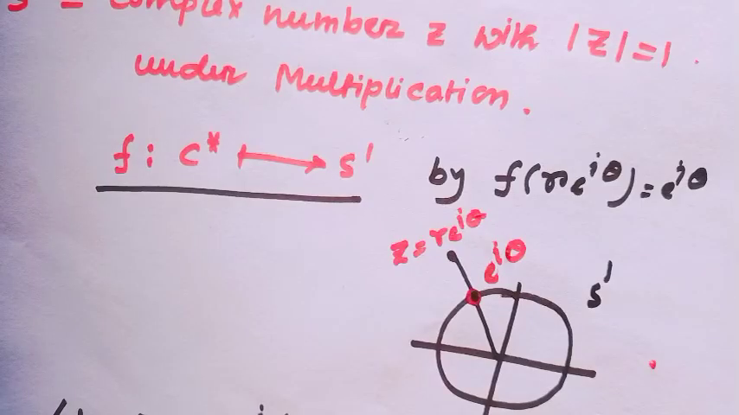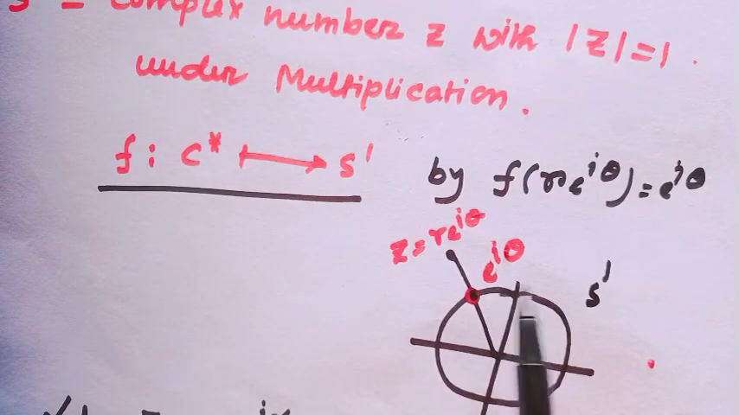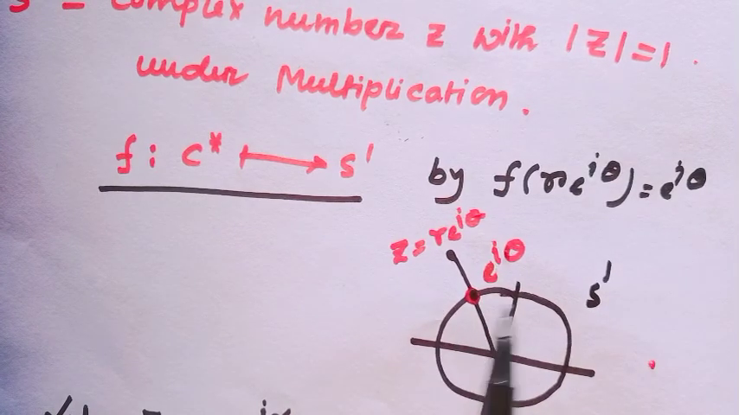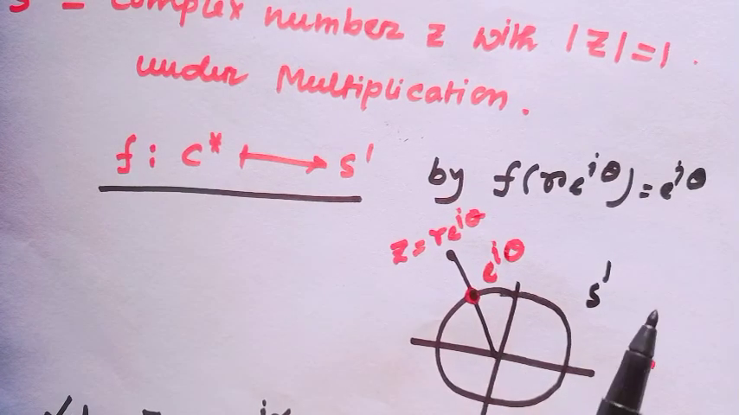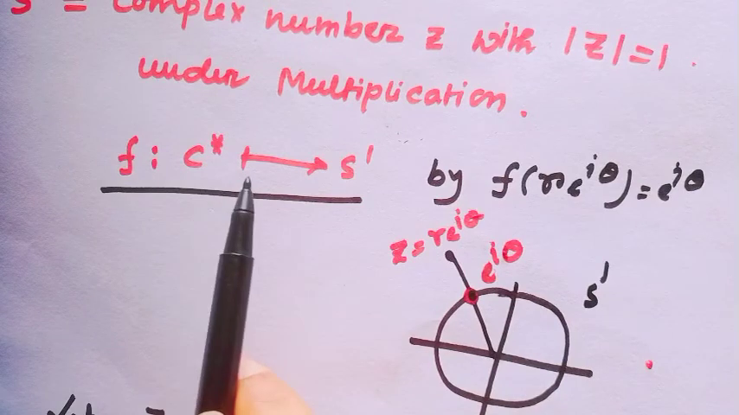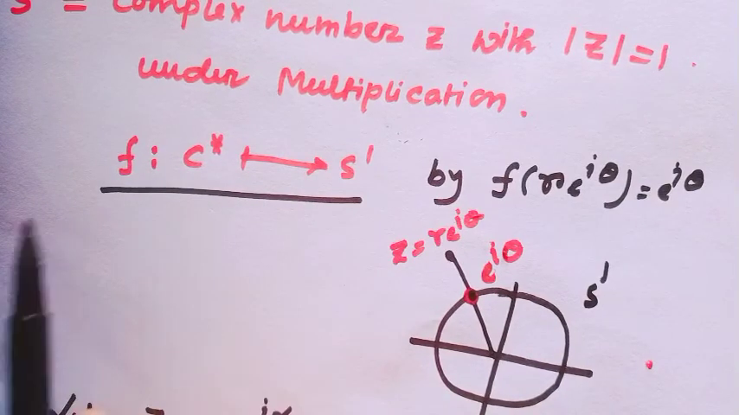This map is also onto because for every point of the circle there are an infinite number of complex numbers which map to this circle. So this is always onto but not one-one. So this is an example of a homomorphism but not an isomorphism.